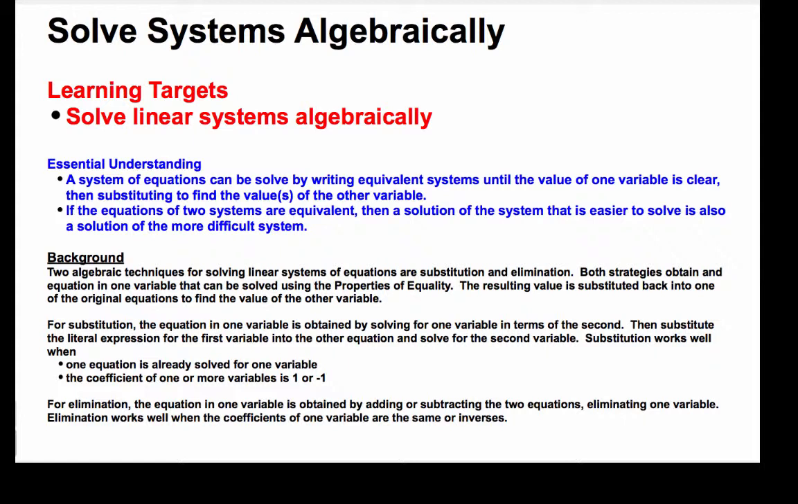For substitution, the equation in one variable is obtained by solving for one variable in terms of the second. Then substitute the literal expression for the first variable into the other equation and solve for the second variable. Substitution works well when one equation is already solved for one variable, or when the coefficient of one or more variables is 1 or -1 in one or both of your equations. For elimination, the equation in one variable is obtained by adding or subtracting the two equations, eliminating one of the variables. Elimination works well when the coefficients of one variable are the same or inverses.